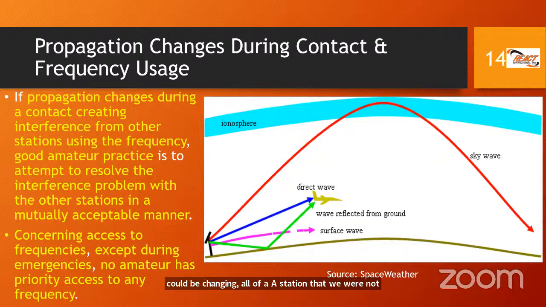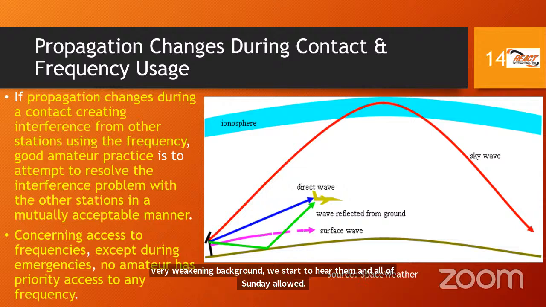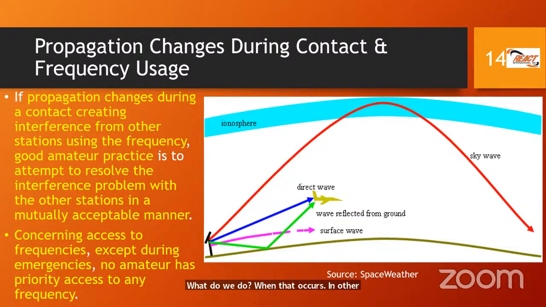And it may come in a little bit slowly, very weak in the background. We start to hear them and then all of a sudden they're loud. What do we do when that occurs? In other words, all of a sudden we recognize that we may be causing interference to another transmission, or they may cause interference with us. Well, it's an exam question.